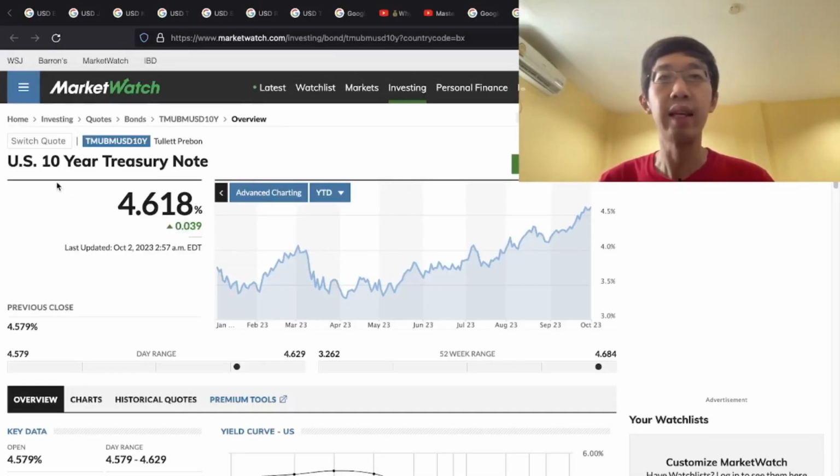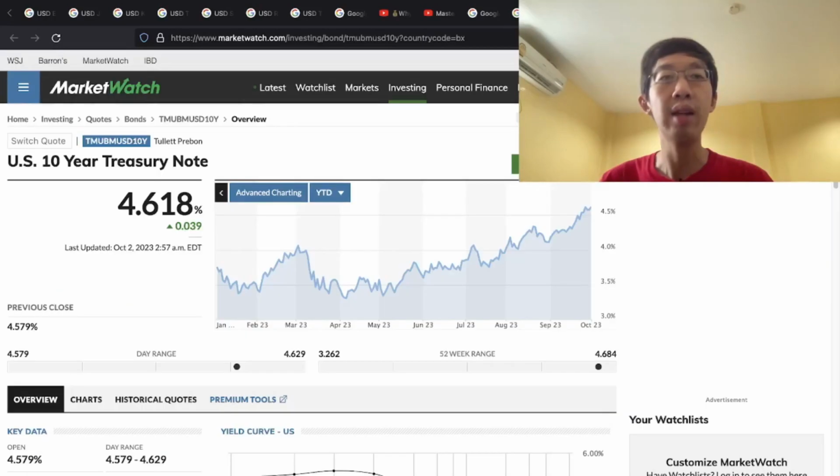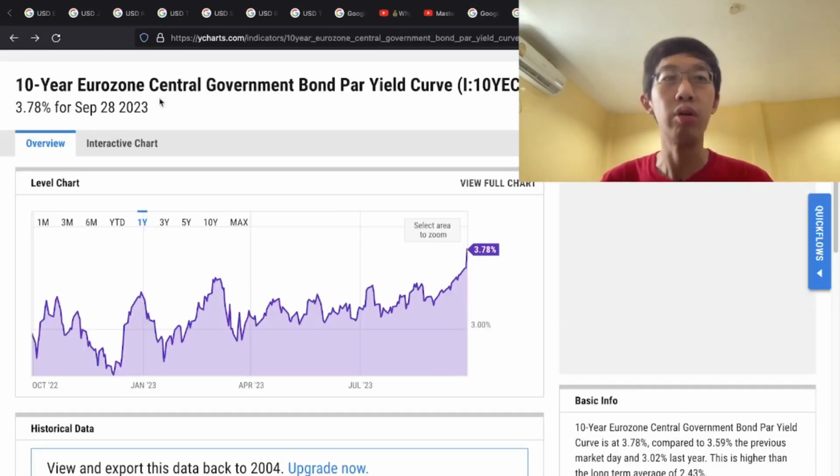If you look at 10-year treasury notes, their interest rate is 4.618% for the US 10-year treasury bond. Compare that with the euro at 2.78, which is less. The US 10-year treasury bond is much more than the euro 10-year bond interest rate. That's why the US appreciated against the euro.